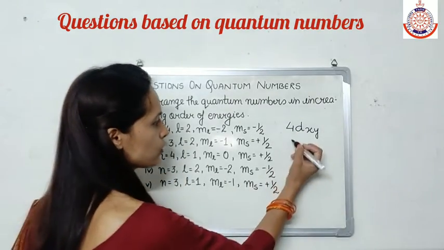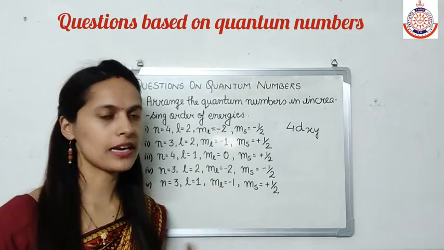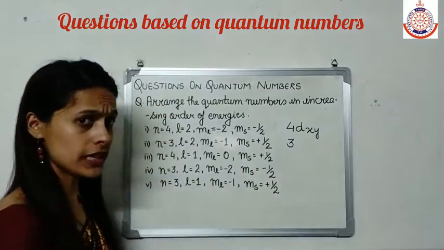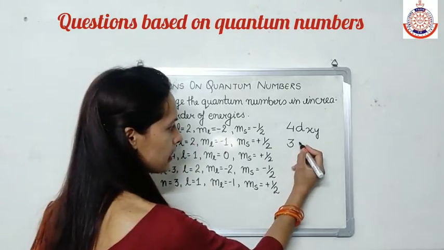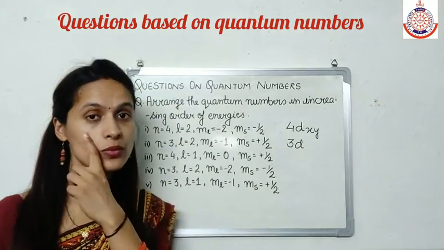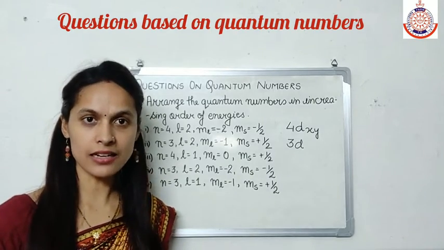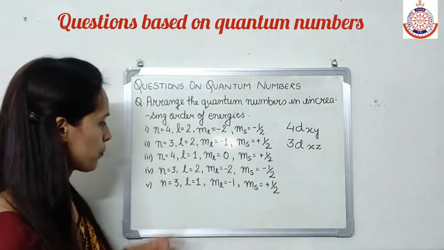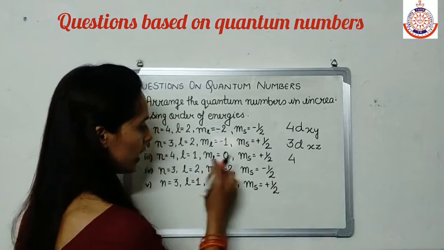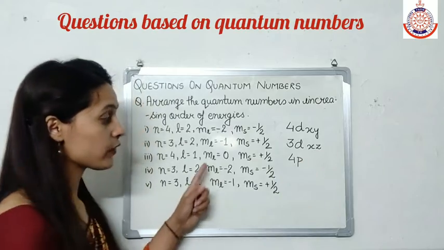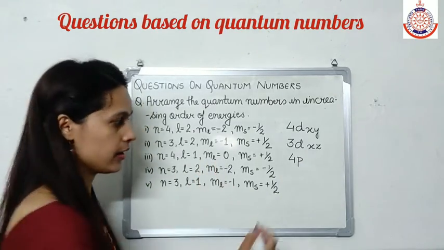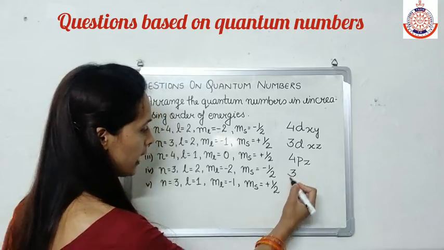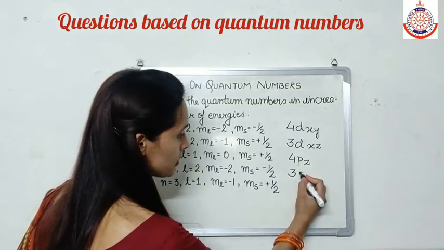Now second, n equals 3, because ms represents only the spinning of the electron, that is the electron is moving anti-clockwise here. n equals 3, so it is 3. L equals 2, so again it is d. ml equals minus 1, and minus 1 stands for either dxz or dyz. So whether you write here xz or yz, both are correct. Next one is n equals 4, so here it is 4. L equals 1, so it is 4p. And we know that ml equals 0 for pz, so it is 4pz. Now next one is n equals 3, and L equals 2. L equals 2 means d.